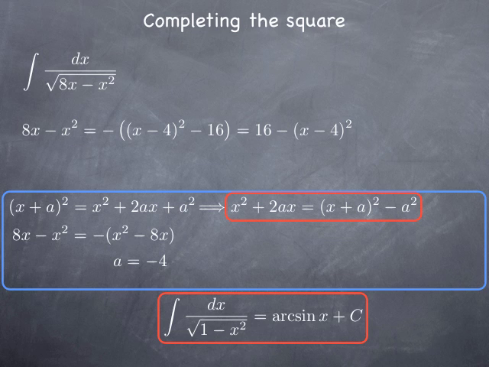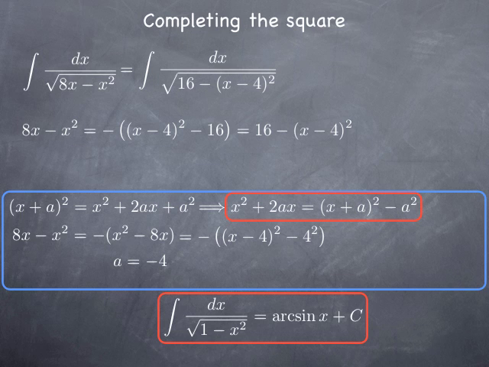This x squared minus 8x, I can write it as x minus 4 squared minus the square of negative 4, which is the same as 4 squared. And that gives me, of course, this 16 minus x minus 4 squared that I had. And I can rewrite my integral in those terms. Okay, now it's one step closer to the formula at the very bottom.